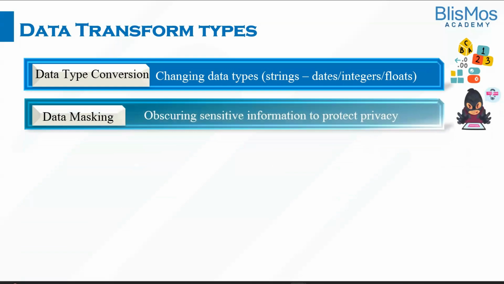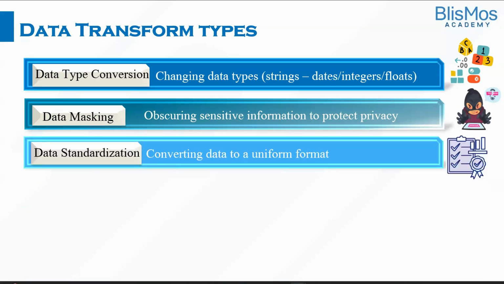Then data masking. Often what happens in a business context is we are not supposed to expose the actual information of customers or clients. So you got to mask that. That also can be considered as a data transformation. Then we have data standardization. When you are dealing with different sources of data, you're bound to have different formats. As a part of data standardization, you're converting the data to a uniform format.